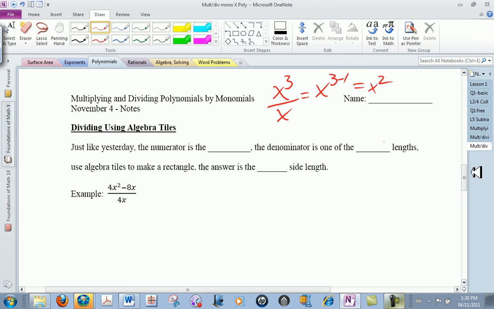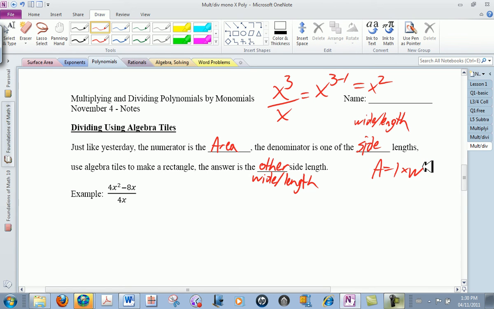So the numerator is the area. The denominator is one of the side lengths. For example, it can be width or length. So use algebra tiles to make a rectangle. The answer is the other side length. So width or length, it doesn't really matter, they're interchangeable. Just remember area is length times width.